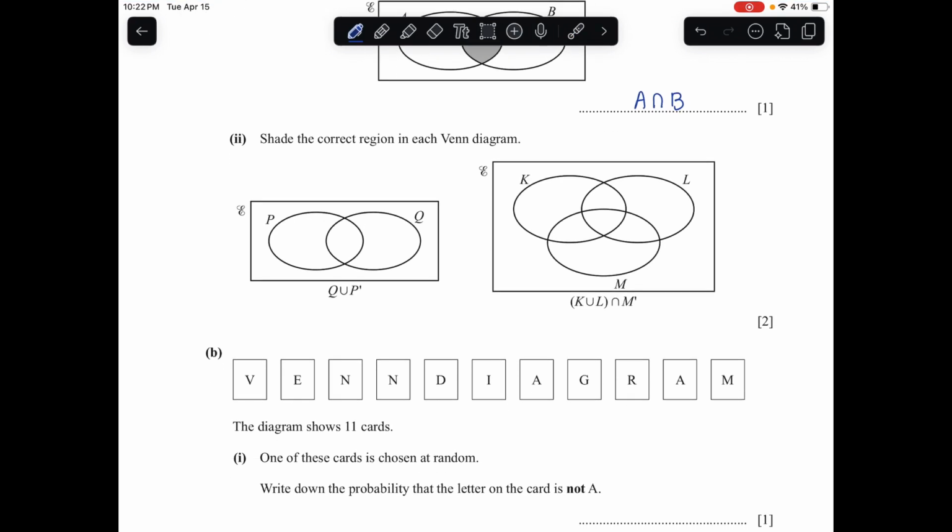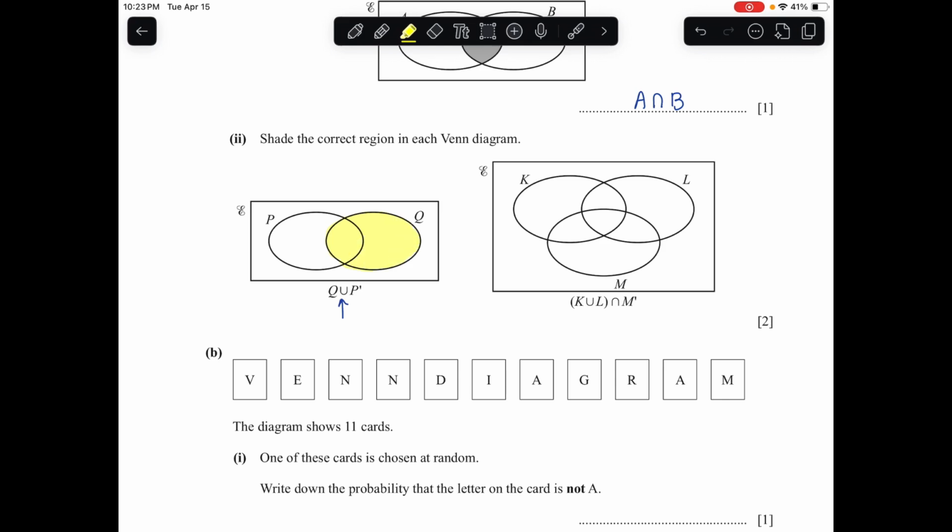Part 2. Shade the correct region in the Venn diagram. Q union with P complement. So Q union. As I said earlier, union means everything along with Q. So we need to shade everything that is Q. I'm just going to use the highlighter over here. So Q union with not P.